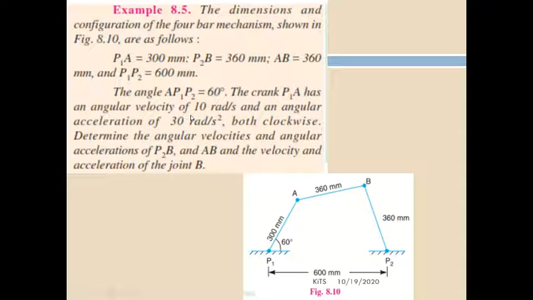The angle between A, P1, P2, this angle is 60 degrees. So they have given the 4-bar chain mechanism. First, draw the space diagram. Put the title as space diagram and draw this 4-bar chain mechanism according to the dimensions.